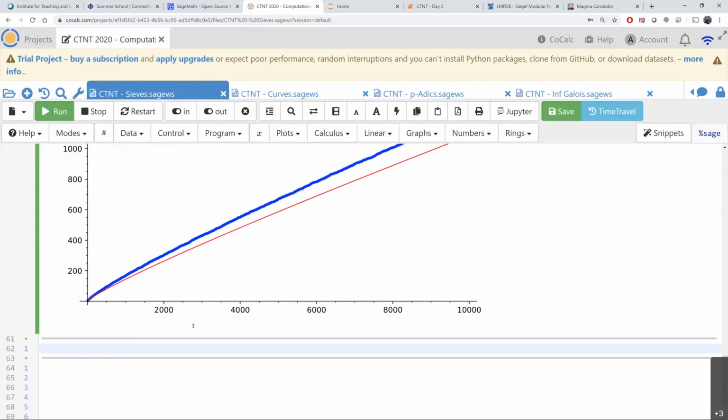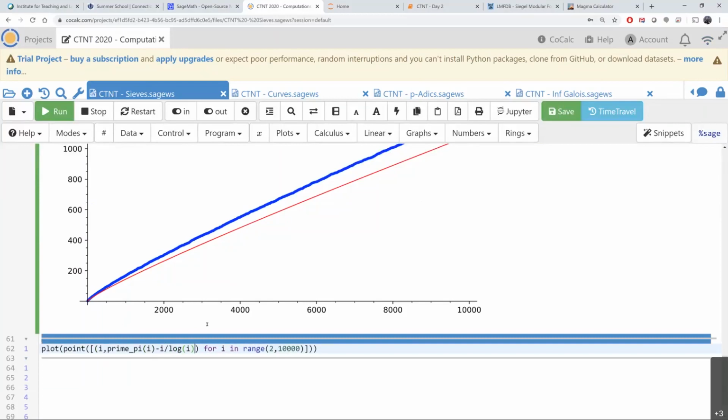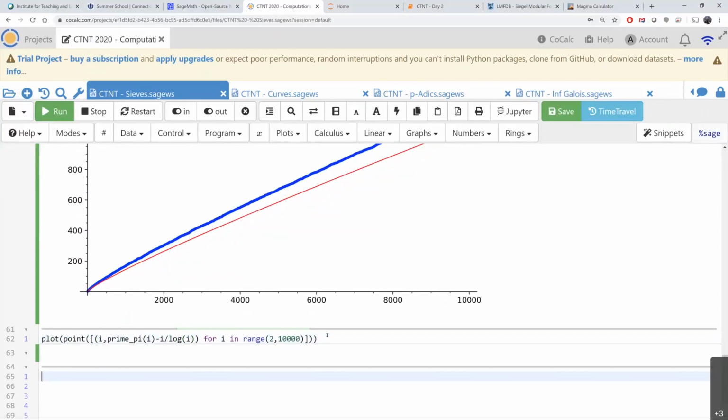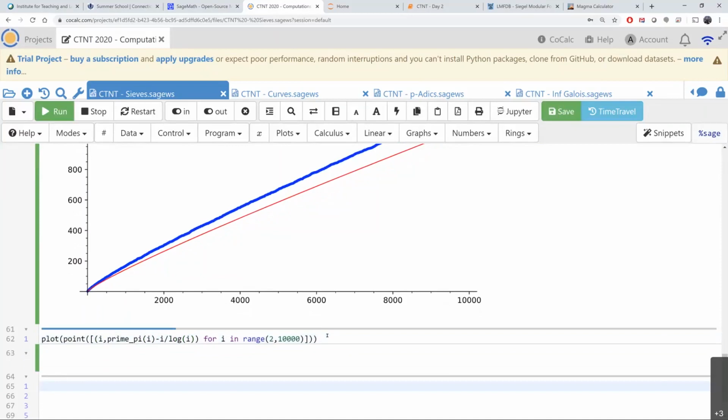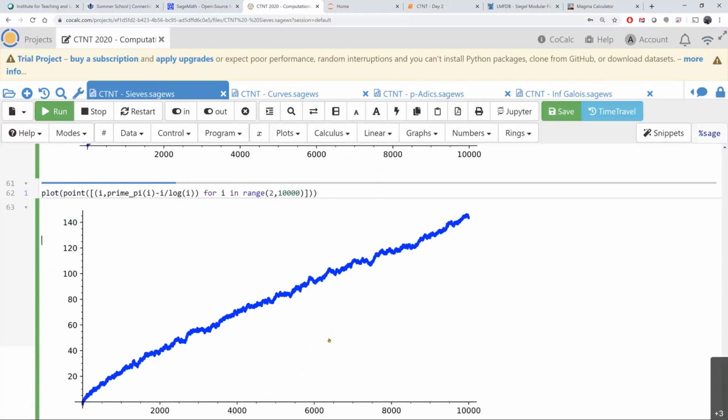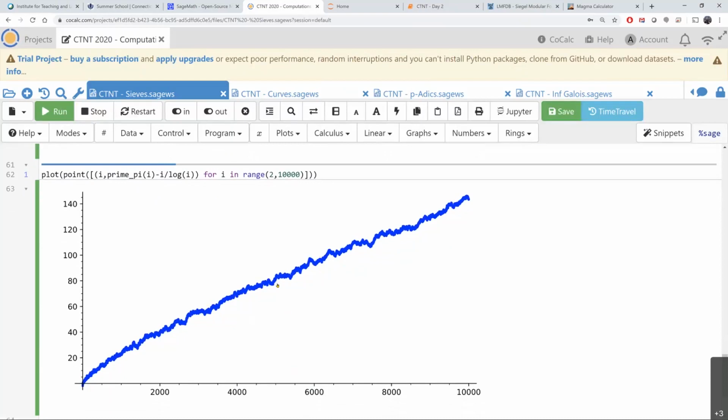Let's look at what the difference is first of all. So if I plot that, it's the prime counting function minus what's supposedly an approximation, x over log x, and let's see what that error looks like. All right, so here you go. The error now looks very jittery, but you see what the error looks like up to 10,000, and it's growing.